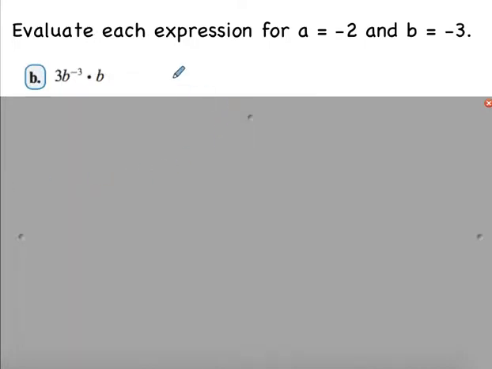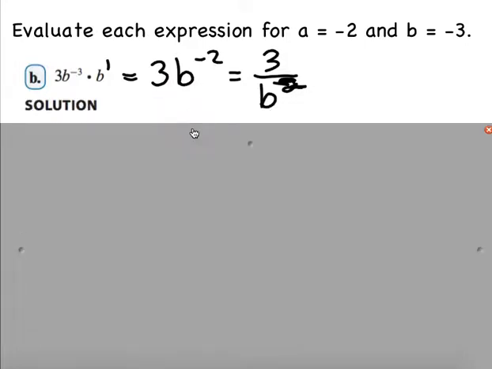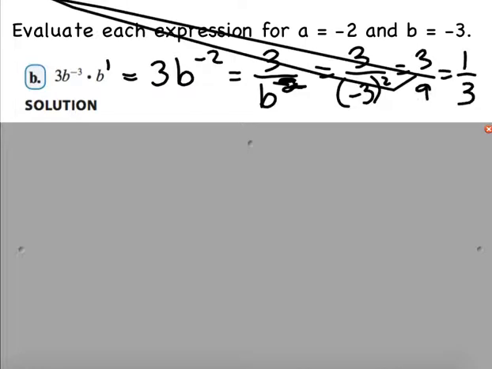Okay, let's try it again. Okay, with 3 times b to the negative 3rd times b. Well, let's simplify, and when I'm multiplying things with exponents, I add the exponents. So I have 3 times b to the negative 2nd, since this is a 1st power. And that b to the negative 2nd is really 3 over b squared, because I put it into the denominator to get rid of the negative exponent. So I can just plug in my numbers, and I have 3 over negative 3 squared, which is 3 over 9, which is just 1/3.